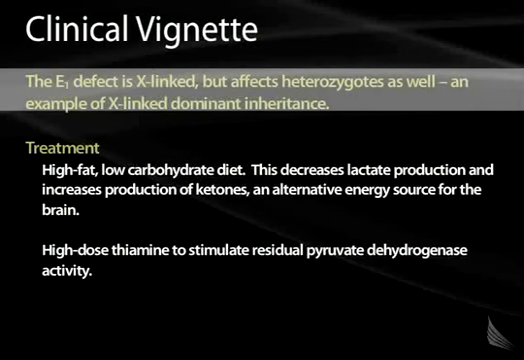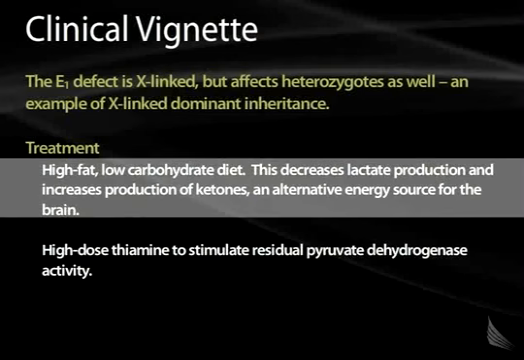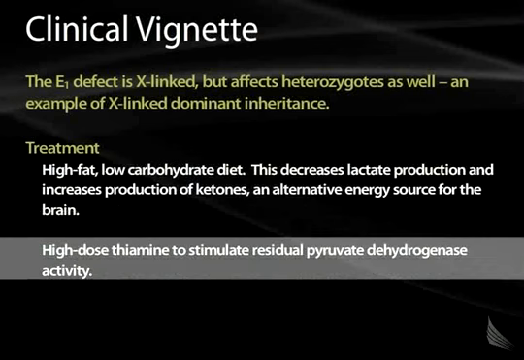The E1 defect is X-linked, but affects heterozygotes as well as homozygotes. And this is an example of X-linked dominant inheritance, one of the few examples that there are. We treat this disease by giving patients a high-fat, low-carbohydrate diet. This decreases the lactate production because they're more dependent upon fat for generating energy than they are on carbohydrates. And it increases production of ketones, which is an alternative energy source for the brain. We can also give these patients high-dose thiamine, and this stimulates whatever residual pyruvate dehydrogenase activity there is.